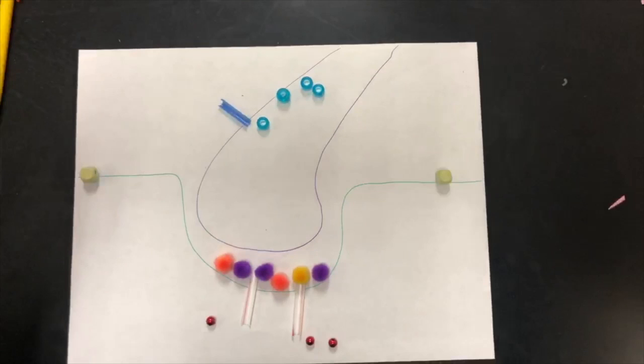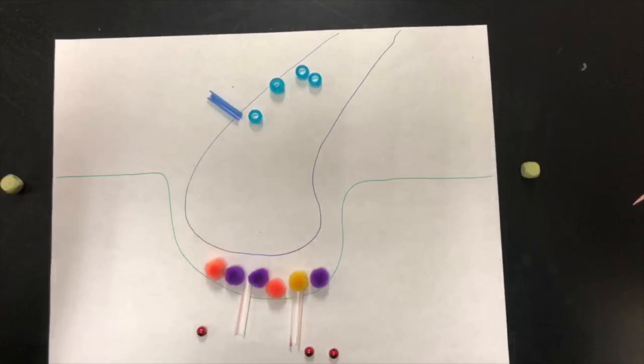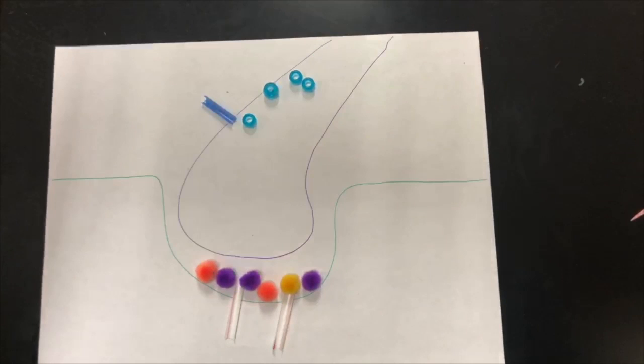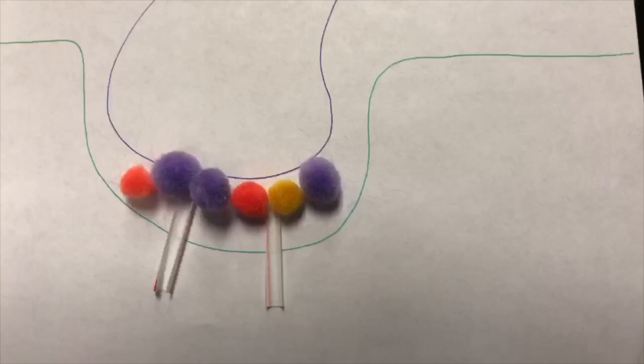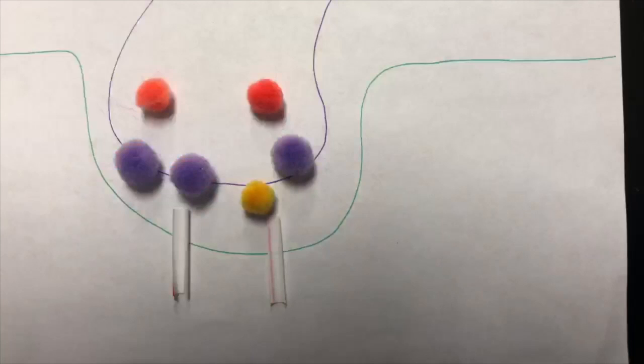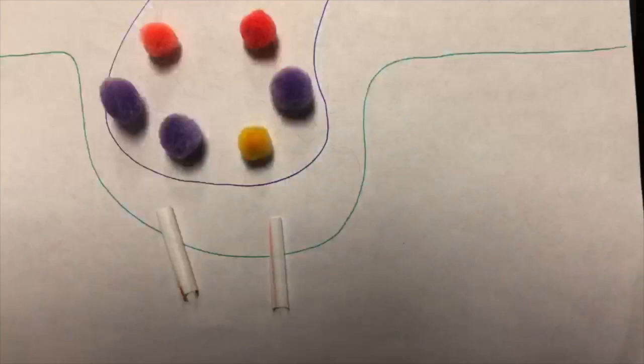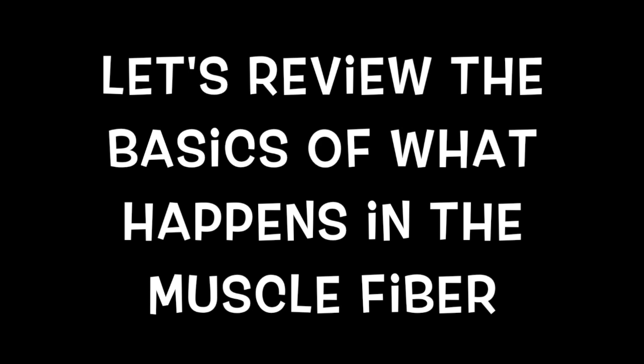Next, the choline is taken back up the synaptic cleft and combined with acetic acid to make more acetylcholine. The new acetylcholine are put back into synaptic vesicles. Let's review the basics of what happens in the muscle fiber.